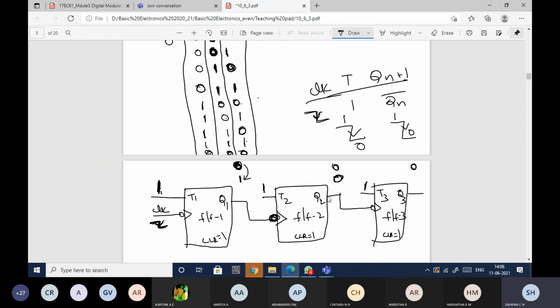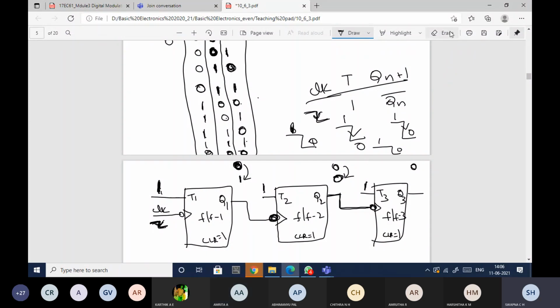And again, this Q2 is given as an input to the third flip-flop. Even here I have the bubble. It means that if the Q2 value is changing from 1 to 0, then only the third flip-flop will toggle. But what is happening here? 0 to 0. Is it changing from high to low? Is Q2 changing from 1 to 0?